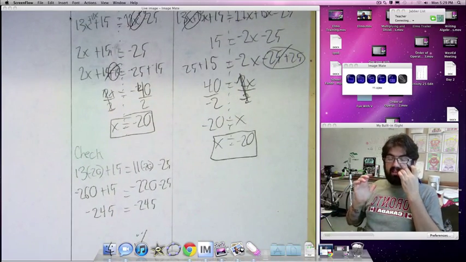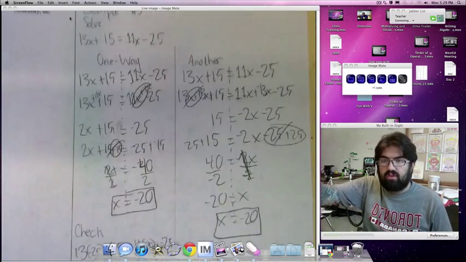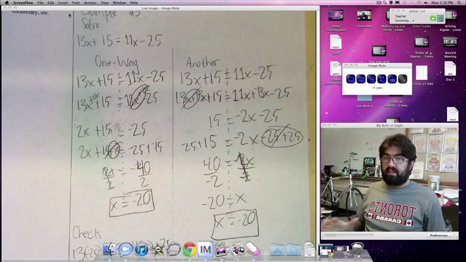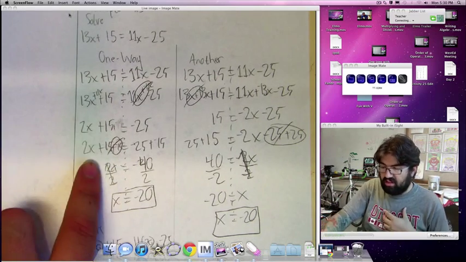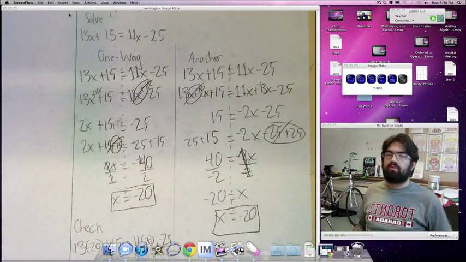So again, it doesn't matter which side you do first, as far as do I move the 13 or the 11. It doesn't matter. It's up to you, really. I'm the type that likes to do this, so I divide by a positive. If you want to be a rebel and divide by a negative, go for it. It's all you.